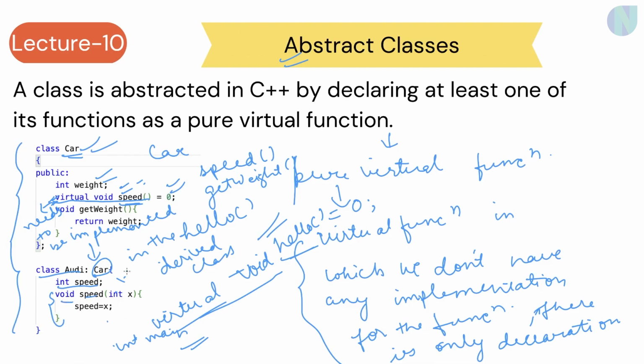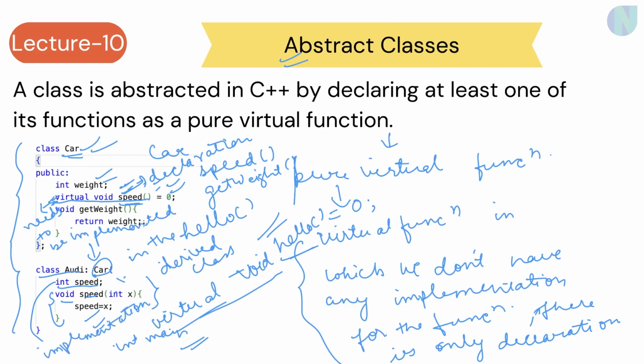We can understand it in simpler terms: an abstract class is a class that contains at least one pure virtual function. We declare a pure virtual function by using this = 0, the pure specifier in the declaration of a virtual member function. So here we have declared a pure virtual function, and here we are implementing it. Here the declaration is taking place and here the implementation is taking place.